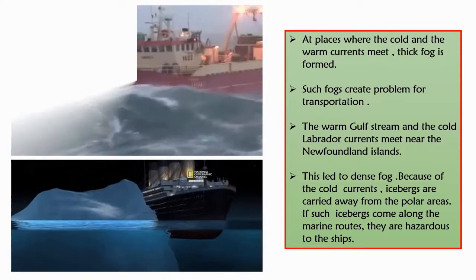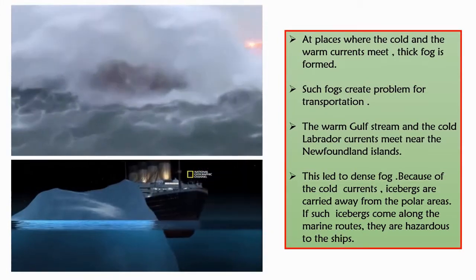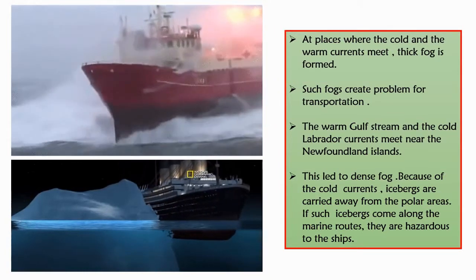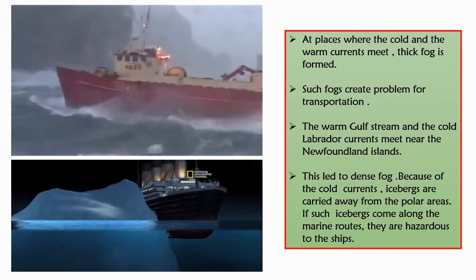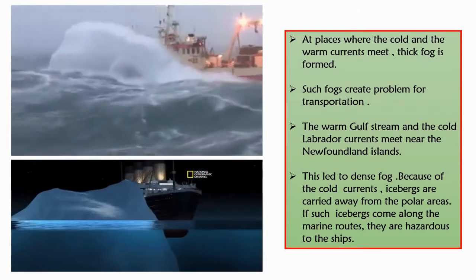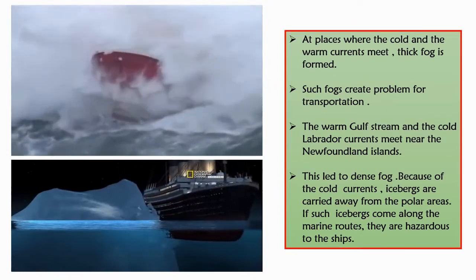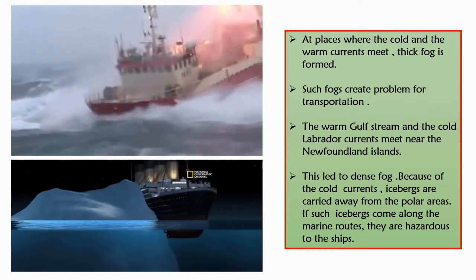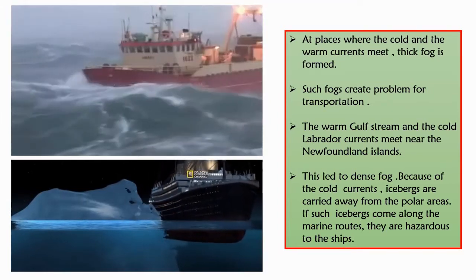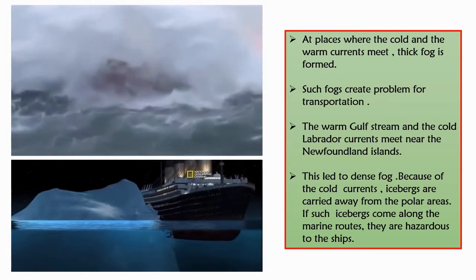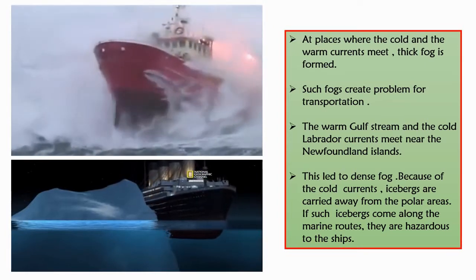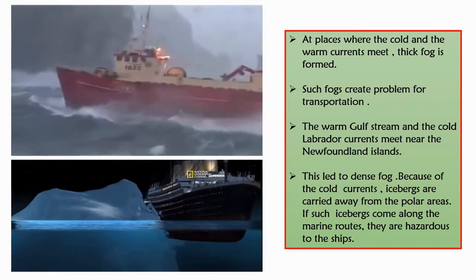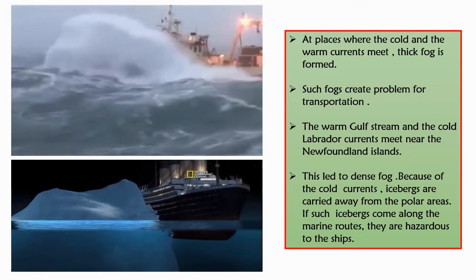At places where cold and warm currents meet, a thick fog is formed. Such fogs create problems for transportation. The warm Gulf Stream and the cold Labrador currents meet near the Newfoundland Islands. Because of this, a dense fog is created, and because of the cold currents, icebergs are also carried away from the polar areas. If such icebergs come along the marine routes, they are very hazardous for ships.